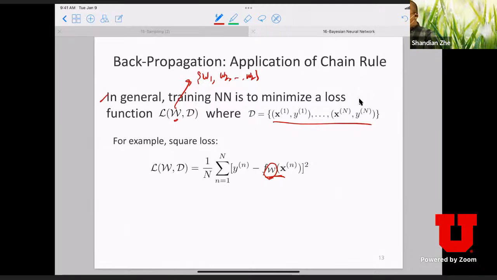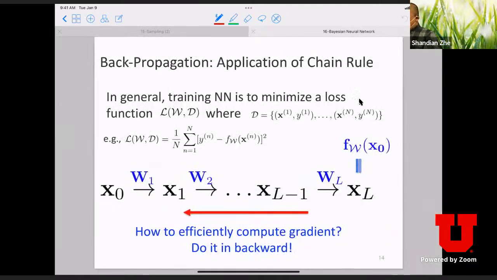And you can obtain optimal W. This is a training procedure. However, the computation of the gradient of the loss with respect to the neural network weights is non-trivial. It's not very easy because of this recursive structure.